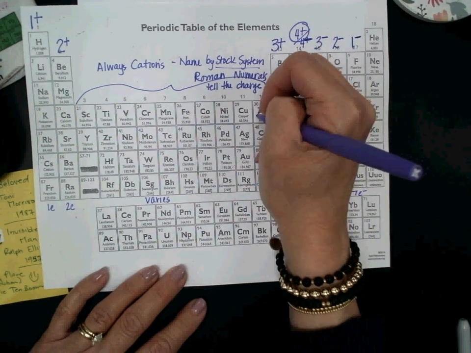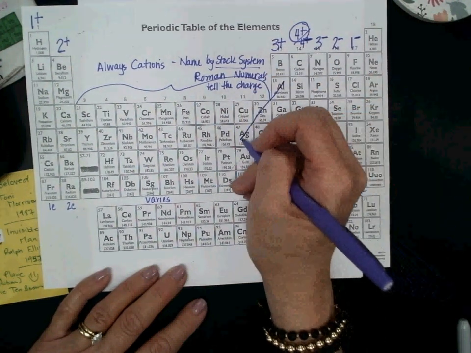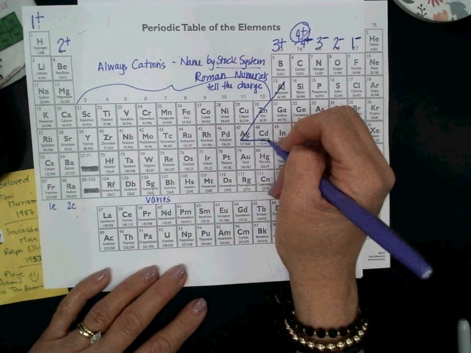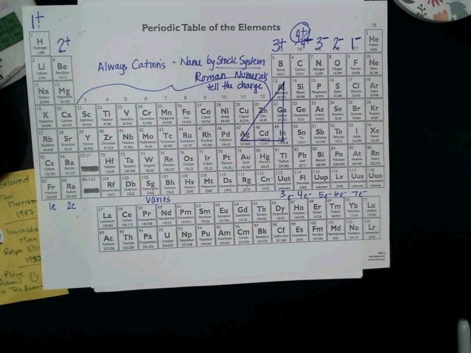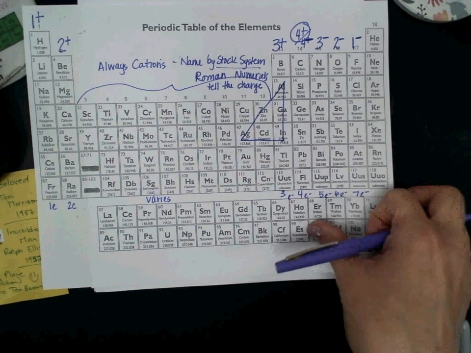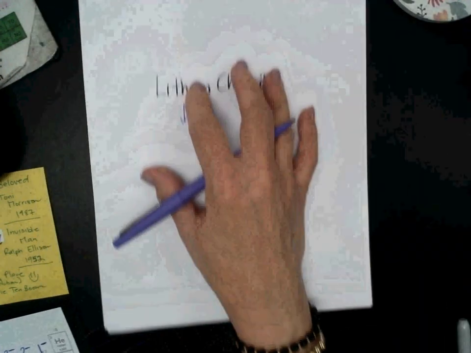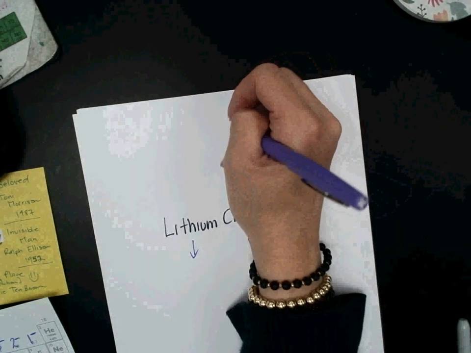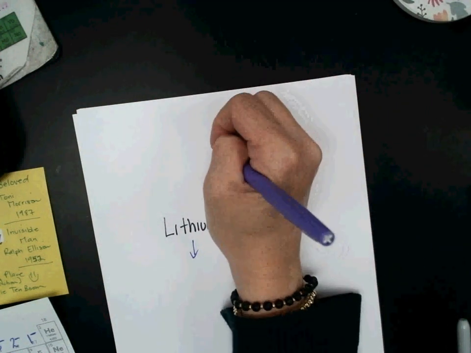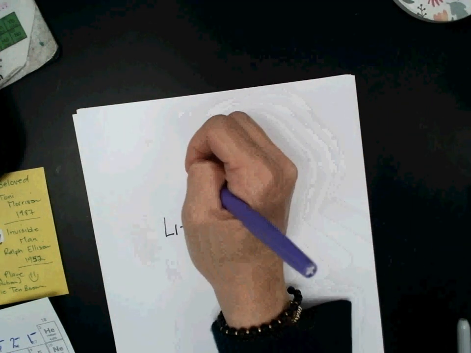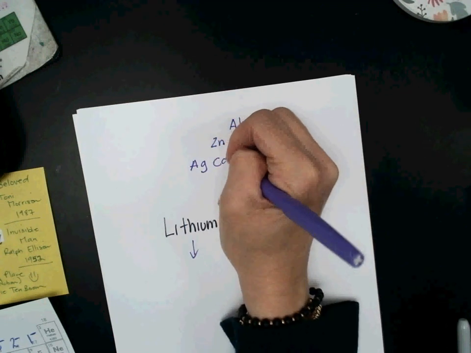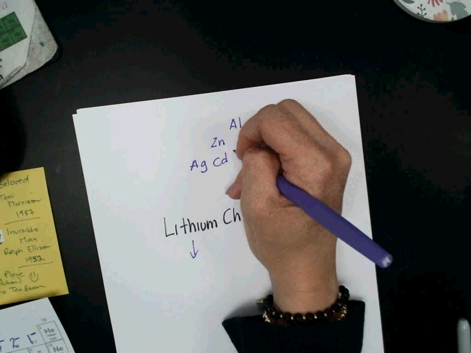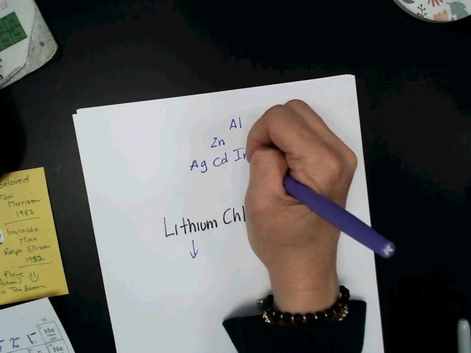Okay? Oh, one other thing I want you to mark off. I want you to start at aluminum, through zinc, through silver, then go this way. We're making a right triangle. Cadmium, indium, and then connect them. So you should have a triangle. This is called, and I'm going to write it on the paper so you can see it better, ALZNAG, and then this would be CD, and this would be IN.